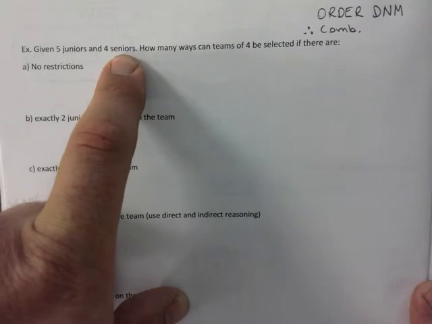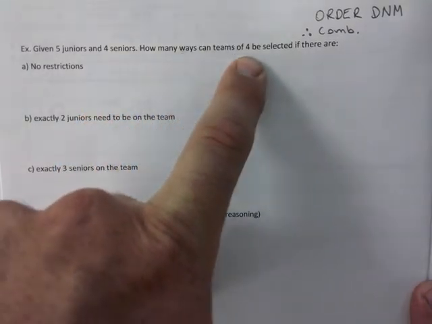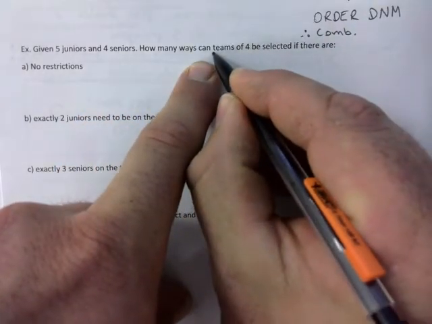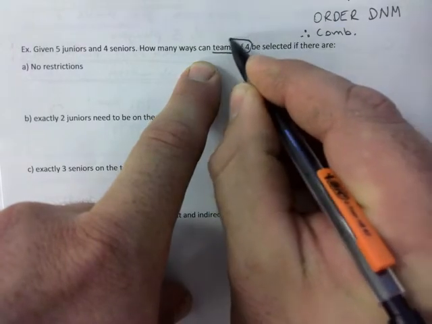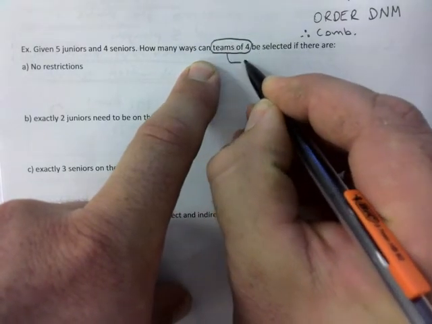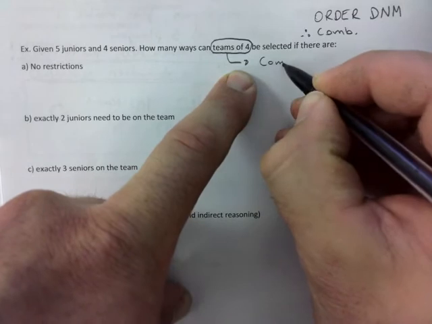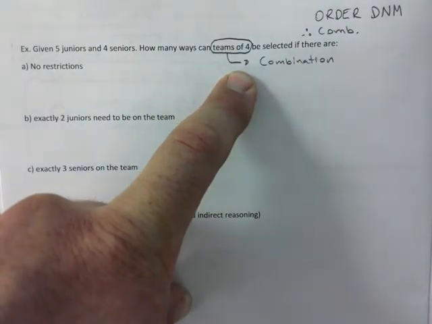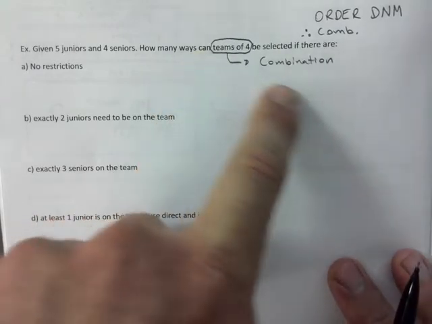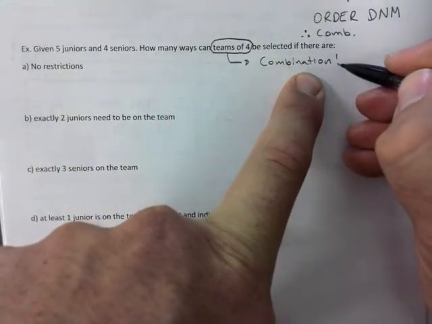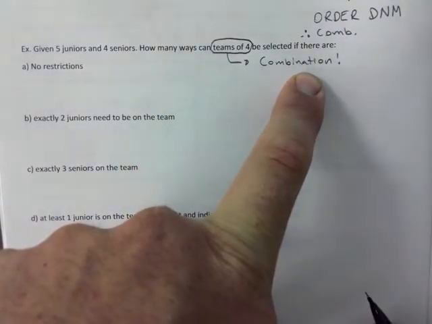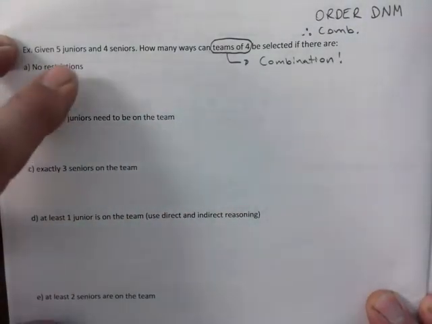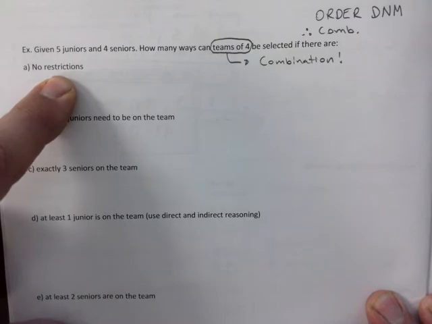Given 5 juniors and 4 seniors, how many ways can teams of 4, watch this, teams of 4, that is a dead giveaway for what? Combinations. It doesn't say what the roles are, what the positions are. It just says teams of 4, combination. What if there are no restrictions? No restrictions whatsoever.